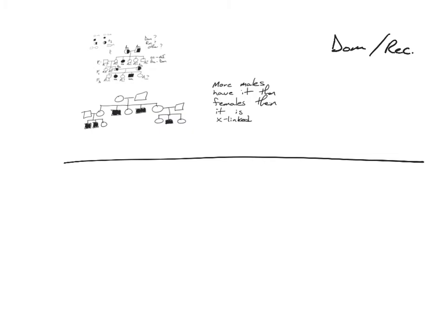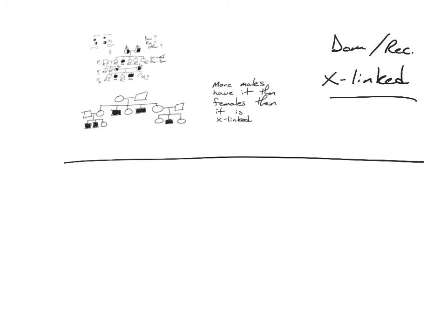And maybe you're dealing with X-linked. In other words, the gene is on the X chromosome, and we talked about that. That's what linked means. Linked means it's on that chromosome. X-linked means it's on the X chromosome. The gene is on the X chromosome.